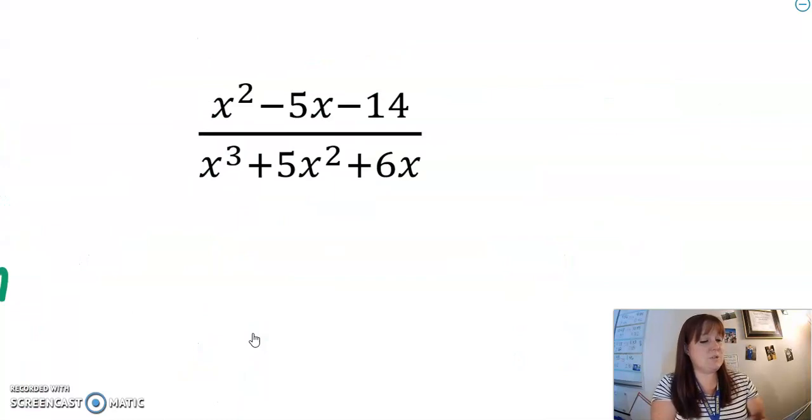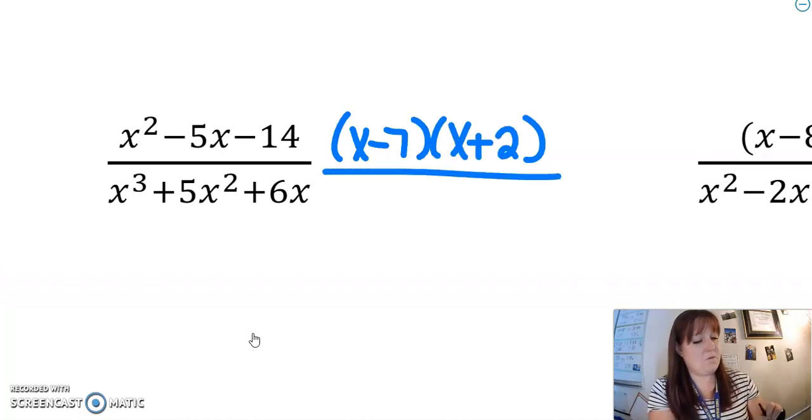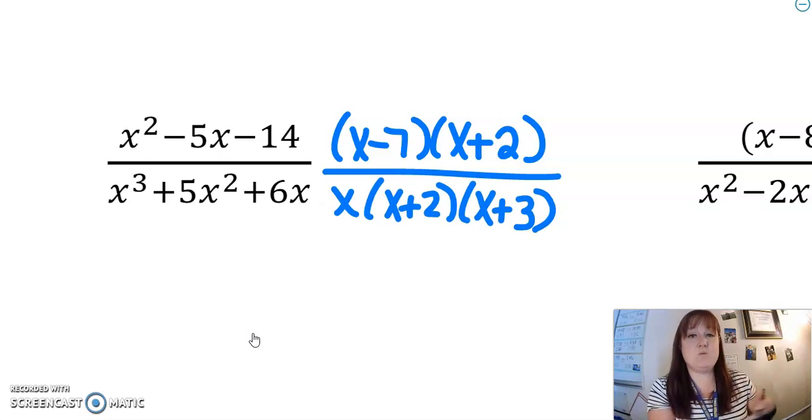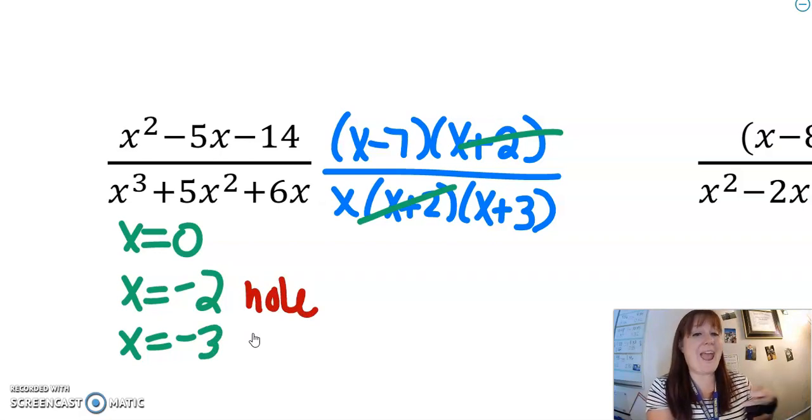So let's take a look at this one. We factored this one before. That was x minus 7 and x plus 2 over x times x plus 2 times x plus 3. Okay, so then we look at it, we see what cancels out. Well, the x plus 2's cancel out, so we knew that we had discontinuities at x equals 0, x equals negative 2, and x equals negative 3. Since the x plus 2's cancel out, that makes that a hole, okay? And then we look, anything left over after we've canceled everything we can is going to be an asymptote. So this is a vertical asymptote and this is a vertical asymptote.